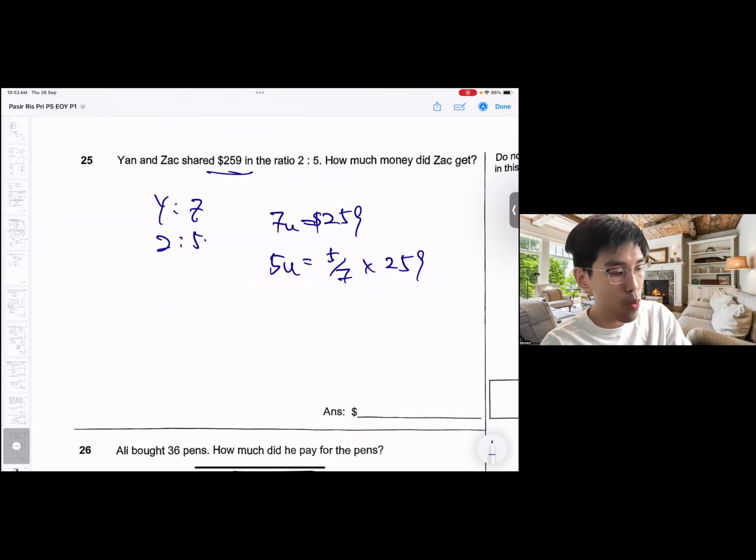So 259 divided by 7. This one you can do working. For me, I also introduce a short division. So this one is 37. Okay, 37 times 5. This one is 100, 150, 185, 185.